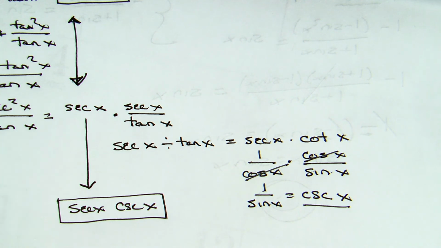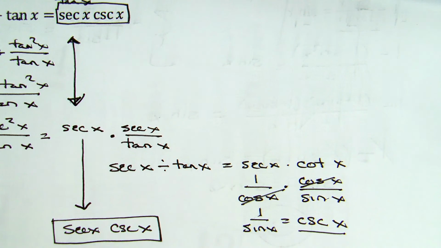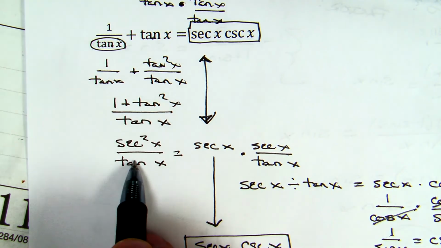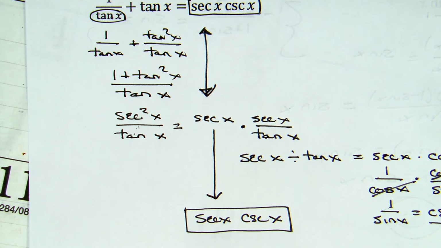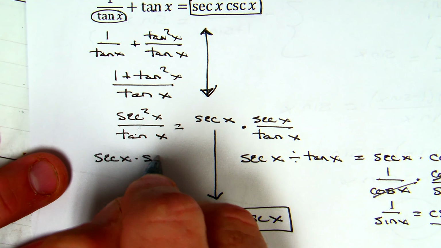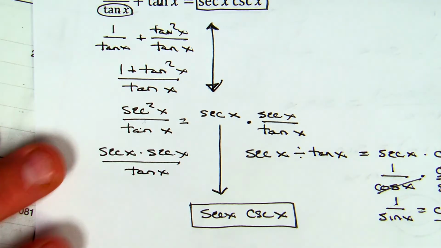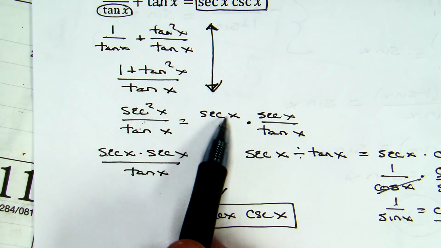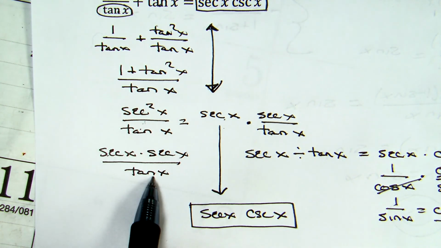Yes, sir. I divided it. So basically, and I'll show you a different way to do it in a second. So basically, I rewrote this. So I broke the secant squared into two different secants. So I turned that in my head into secant x times secant x over tangent x. This first secant x became that secant x. This second secant x I put over tangent x.